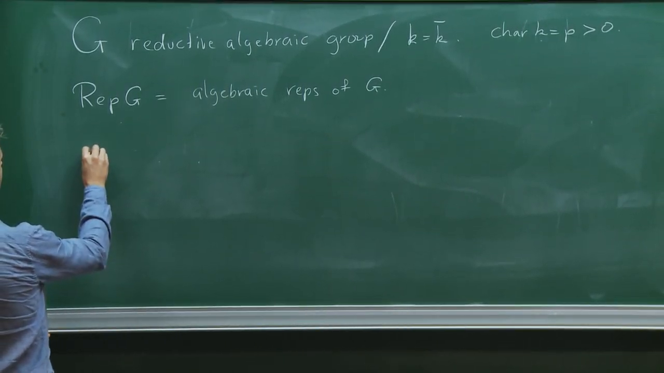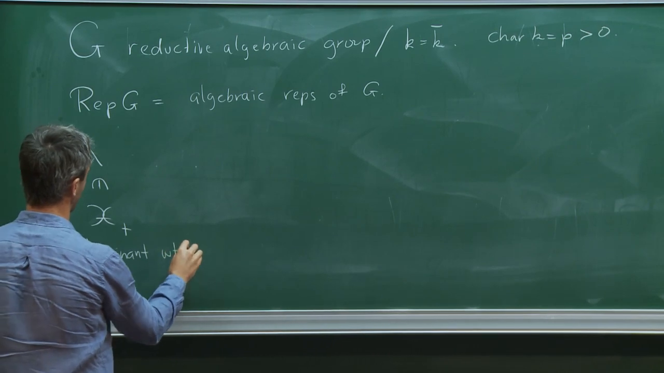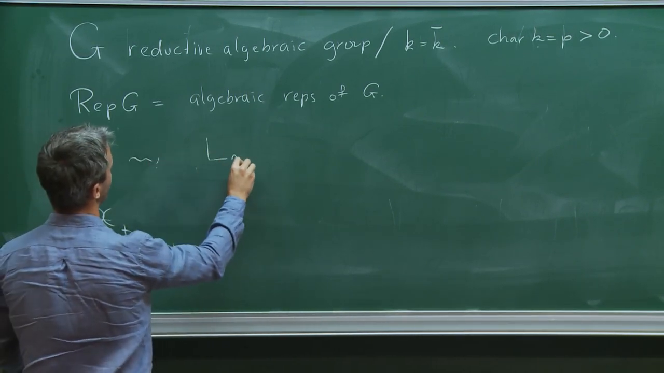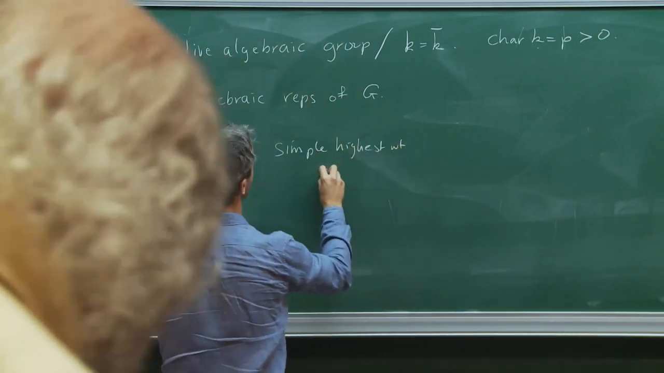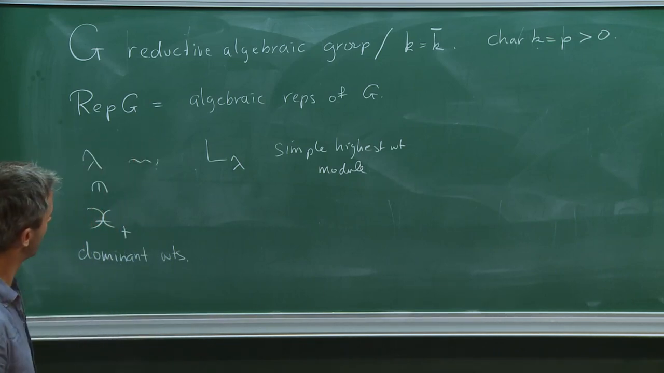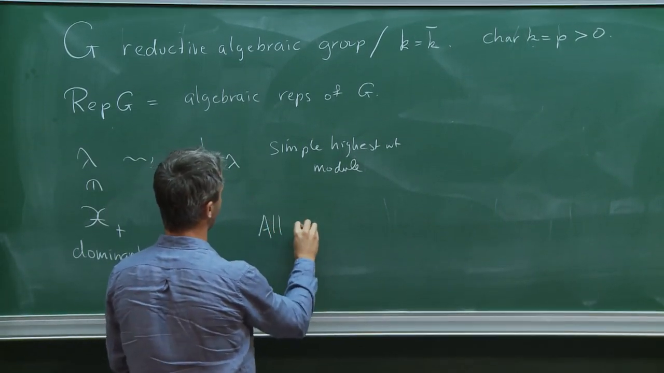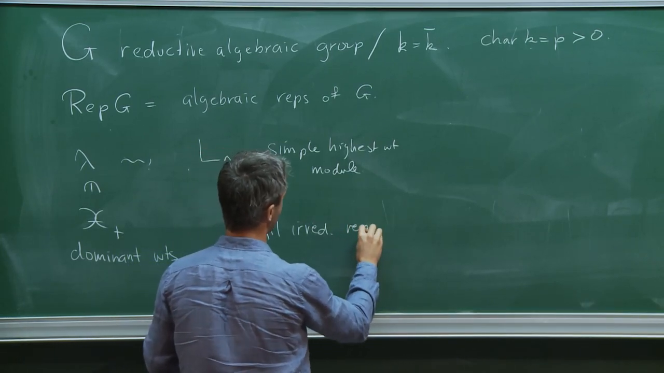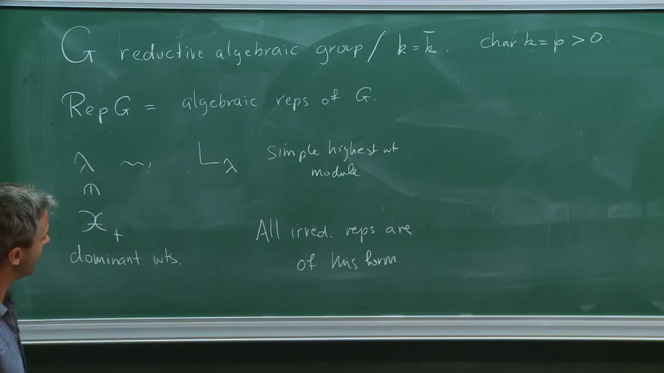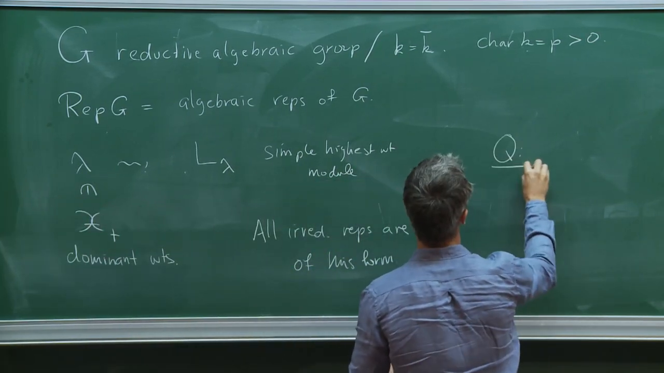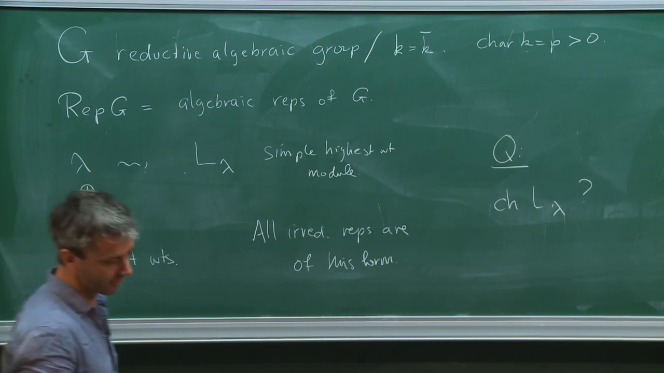And so, given lambda a dominant weight, we can associate to this some simple highest weight module. So this is a socle of an induced module, and all irreducible representations are of this form. So this, I guess, is the theorem of Chevalley, and then the question that we want to study is the character of this L lambda.